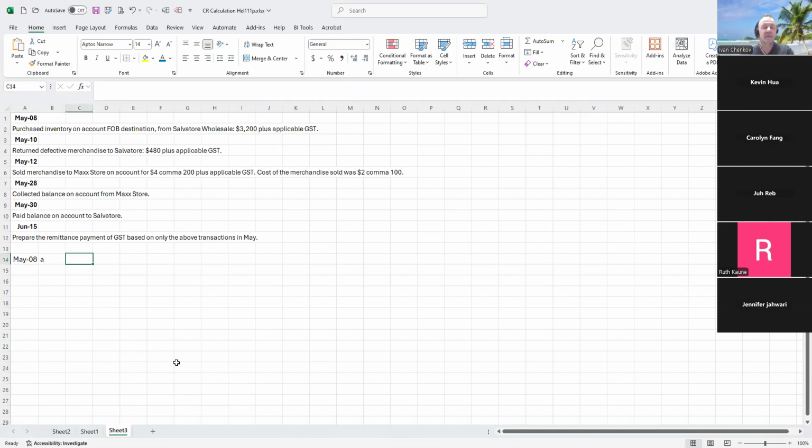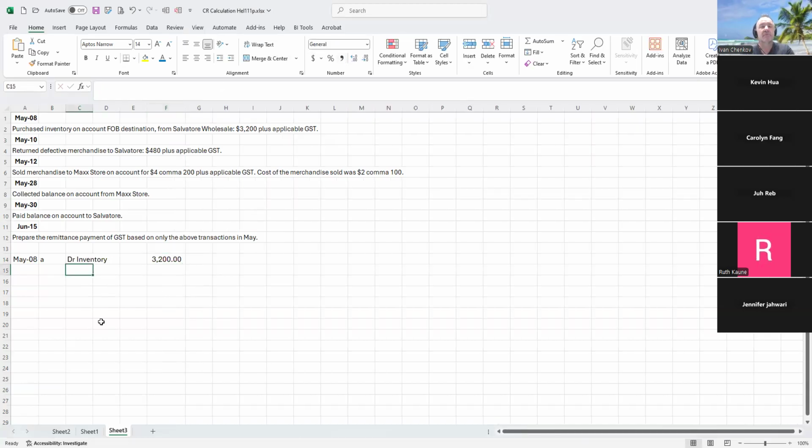What do we have here? Debit. What do we get? Inventory. For how much? 3,200. Okay, we got the inventory, 3,200. Since we get the inventory, do we have to apply GST? Yes. Debit, that will be GST recoverable.